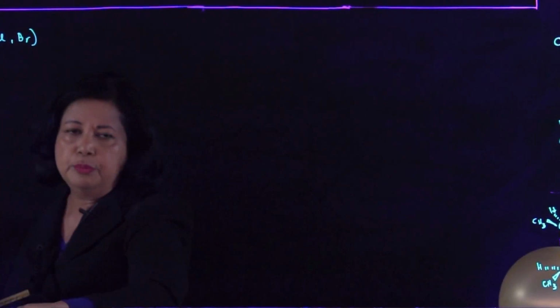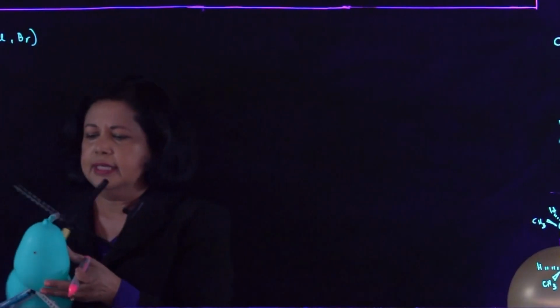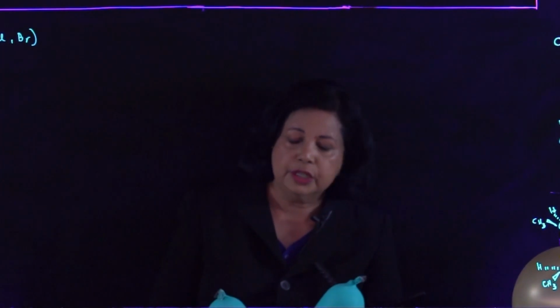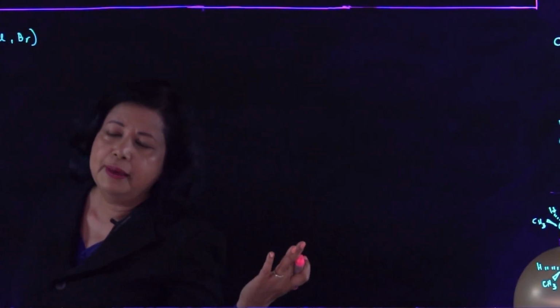Let's say a bromine comes in. Now, you always see bromine as Br minus, right? Well, a Br minus is a nucleophile, and this is a nucleophile. There's not going to be any reaction between the two because they're both the same charge, and like charges repel.